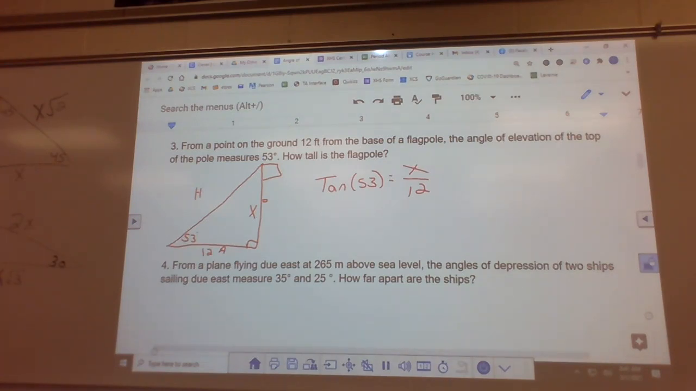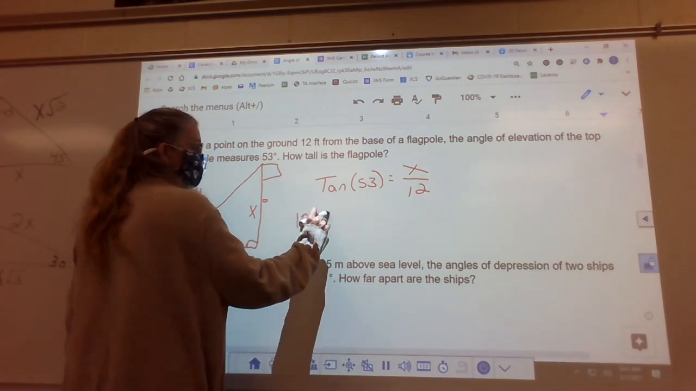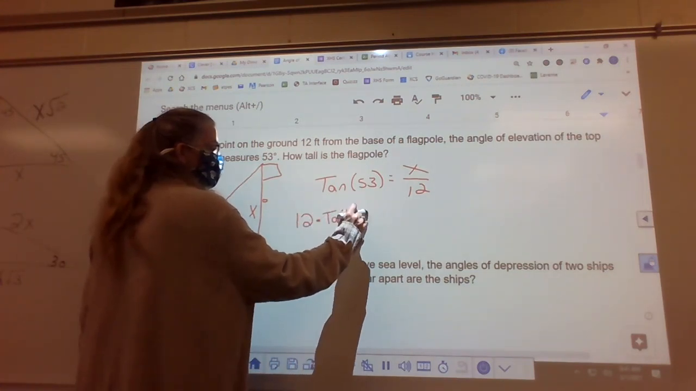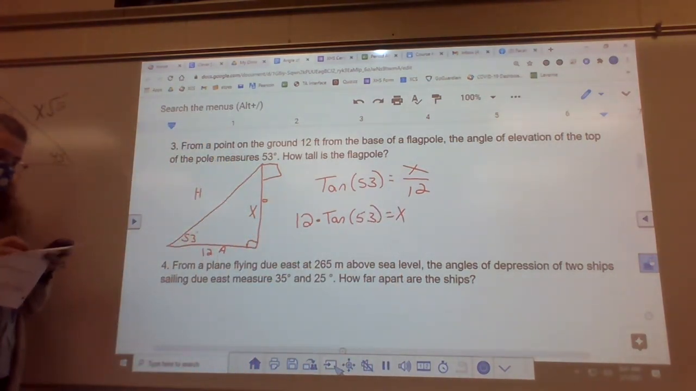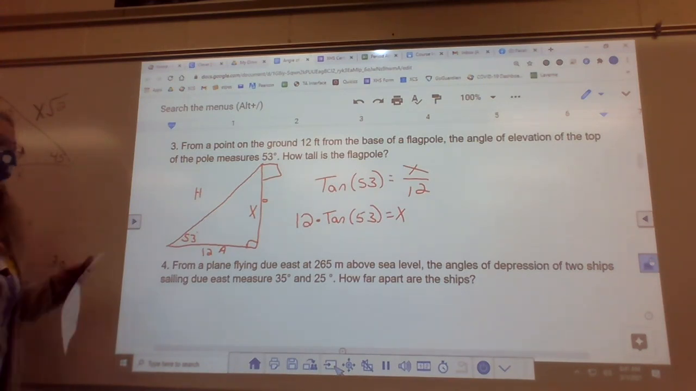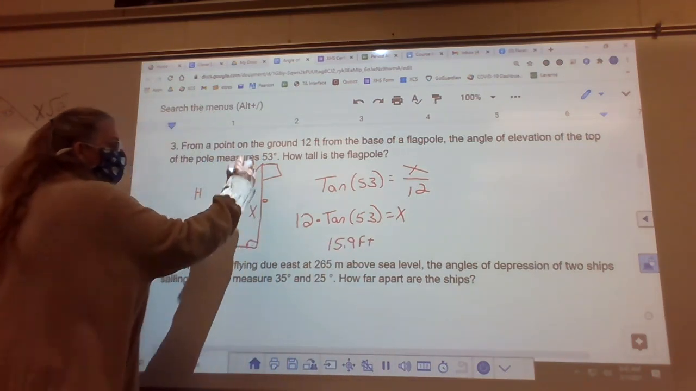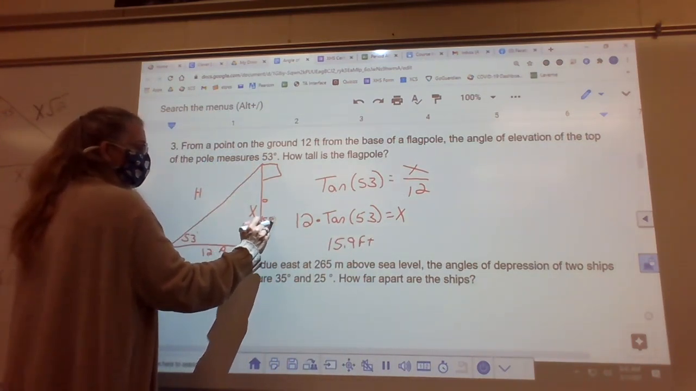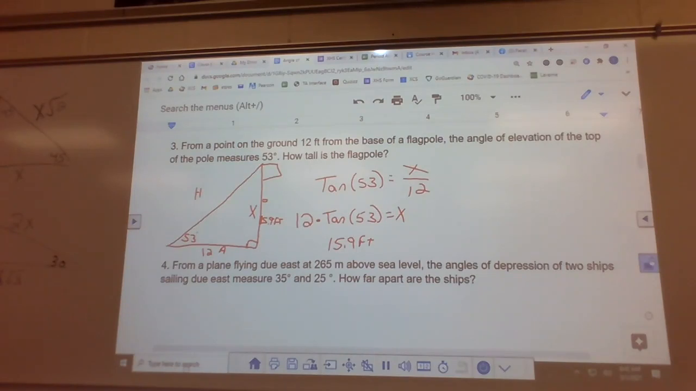Well, same as problem number 1, I had an X on top and a number on bottom. So to get rid of divided by 12, I'm just going to multiply by 12. So 12 times tan 53 equals X. 12 times tan 53, and I get 15.9 feet. So this flagpole is a 15.9 foot flagpole. So almost 16 foot. You can round it to 16. That's the flagpole.